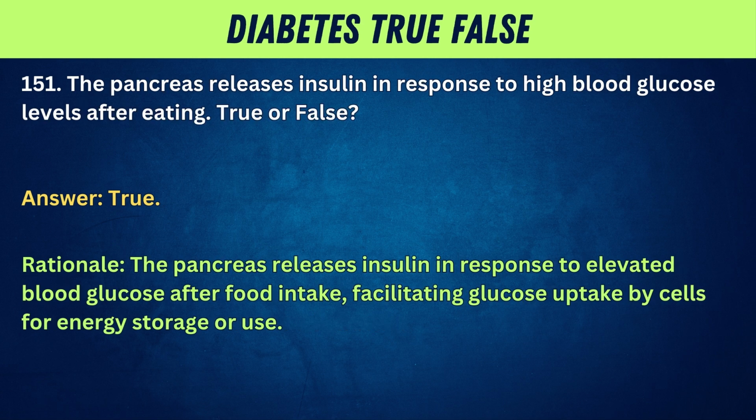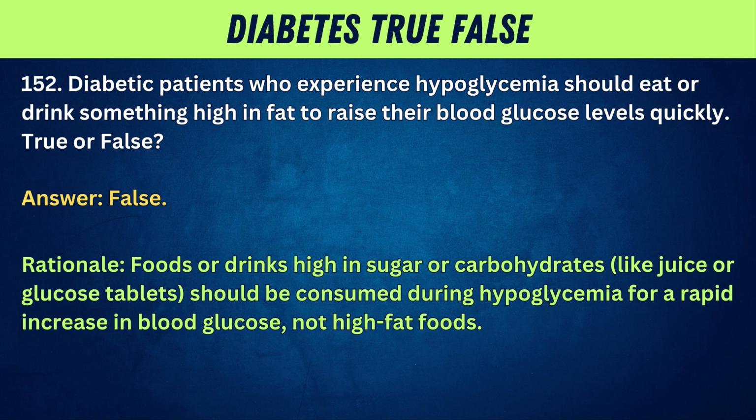151. The pancreas releases insulin in response to high blood glucose levels after eating. True or false? Answer: true. Rationale: The pancreas releases insulin in response to elevated blood glucose after food intake, facilitating glucose uptake by cells for energy storage or use.